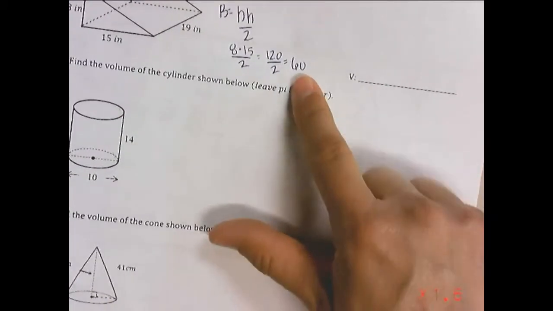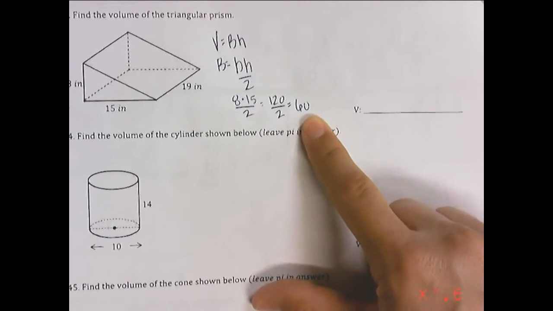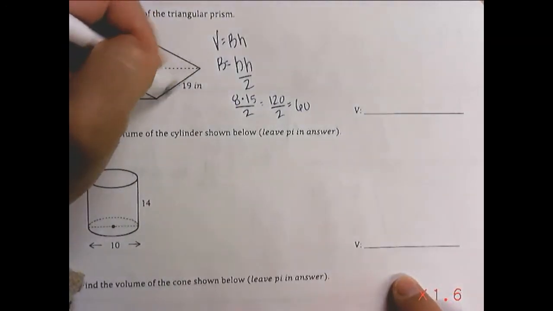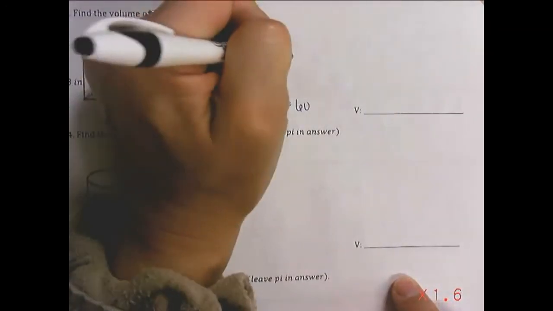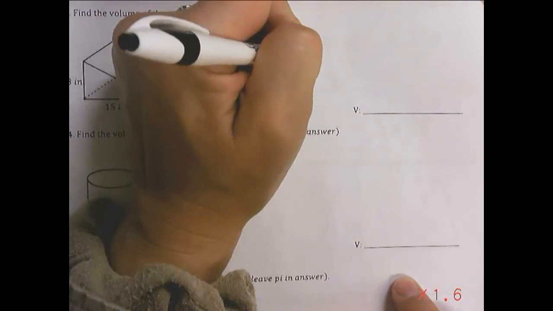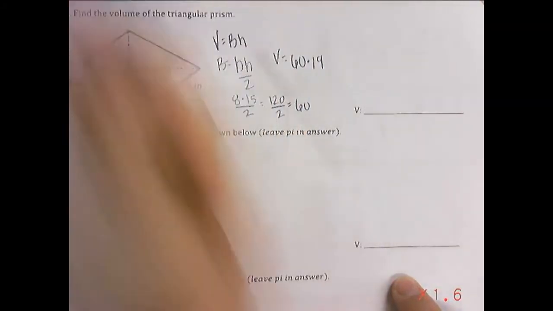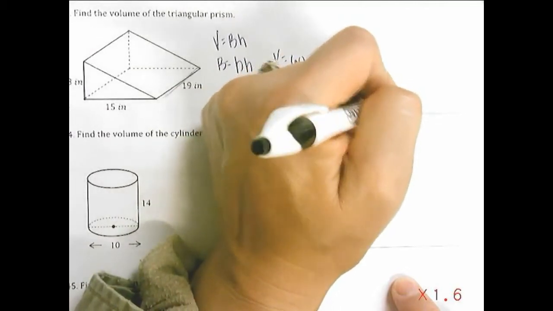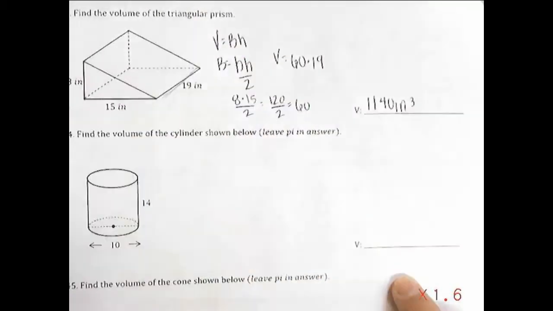So we now know that our big B, oh, sorry, that's been hard to see, is 60, and now I need to multiply it by my height, the distance between the two bases. So 60 times 19, volume would equal 60 times 19, which would give me 1,140 inches cubed.